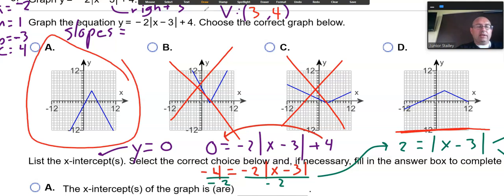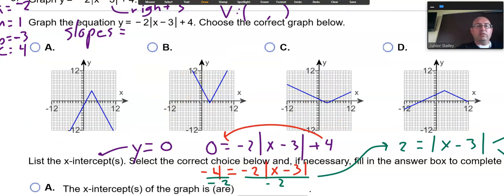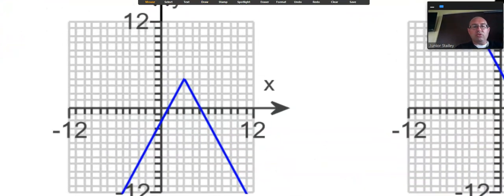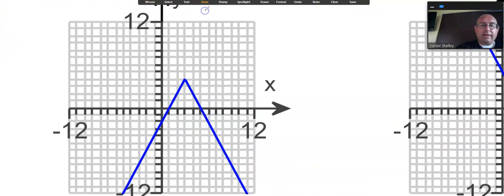I believe you're looking at letter choice A, which makes more sense because, you know what, I would need to zoom in for a better looking picture on this. But you can tell that if you go down 2 and over 1, or down 2 and back 1, you actually hit the lines. So it does have the correct slopes, this one being -2 and this one being +2. So that's good news. We know which choice it is.